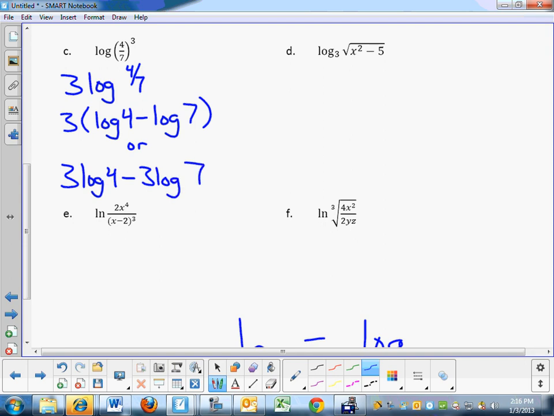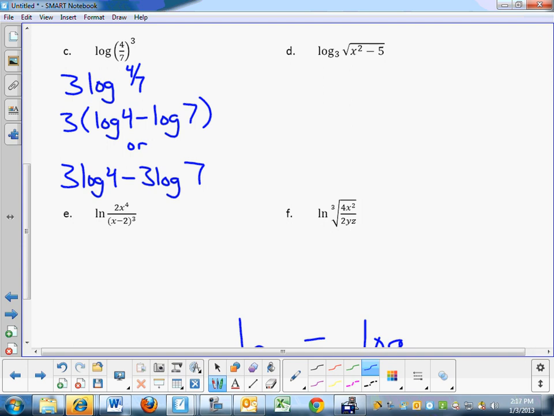Here you go. You must have one of these two. One of these two would be correct. It's either 3 times the log of 4 minus log of 7, or 3 times the log of 4 minus 3 log of 7. You could write the 3 in parentheses out front or distribute it through. Either way would be fine. How many got it right? Good job. Any questions how I did that?